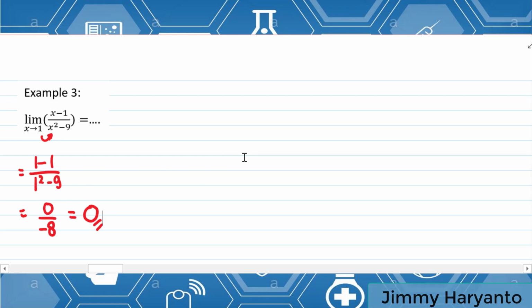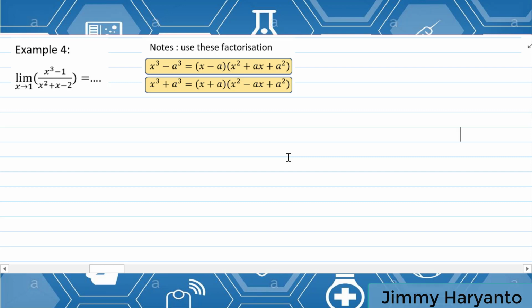So you don't have to use factorization for this one because it's a common form, not 0 over 0 form. Okay, next, how about x cubed? When you get x cubed, you have to factorize it using this formula, because you haven't learned the polynomial chapters. You will learn this in semester 2, also in mathematics. Try to substitute first. 1 cubed minus 1 over 1 squared plus 1 minus 2 equals 0 over 0. This one is 0 over 0 form, so we will have to use factorization.